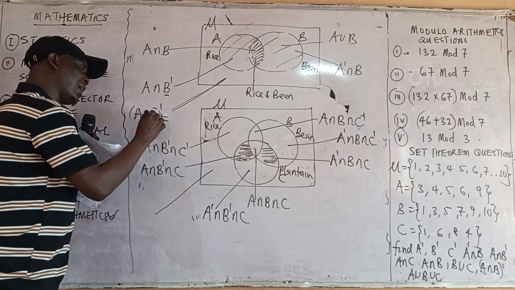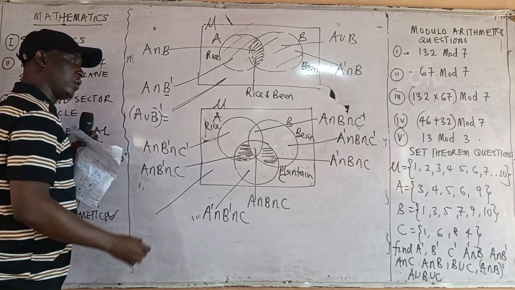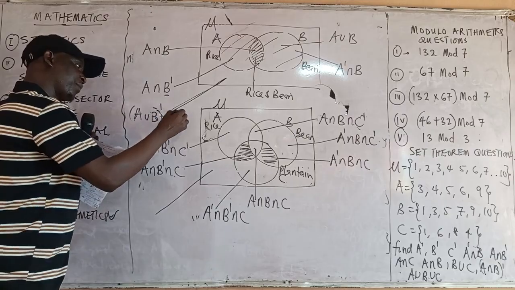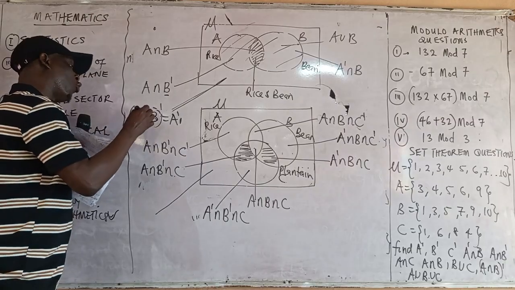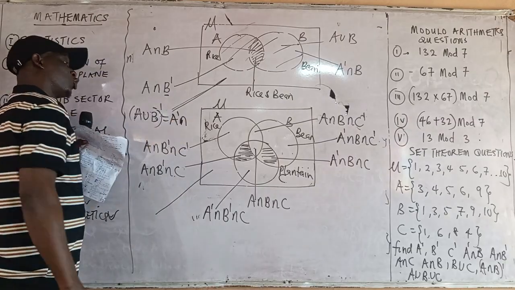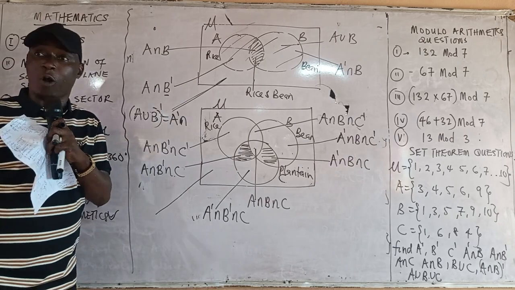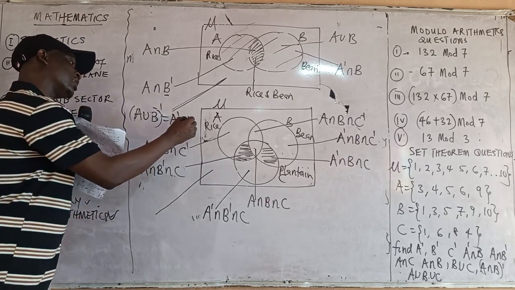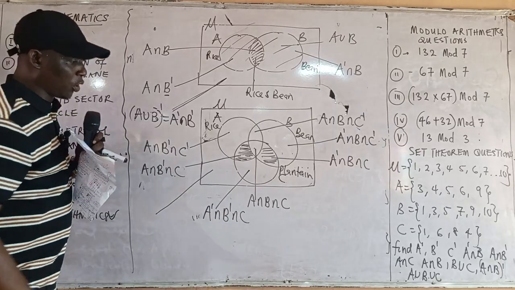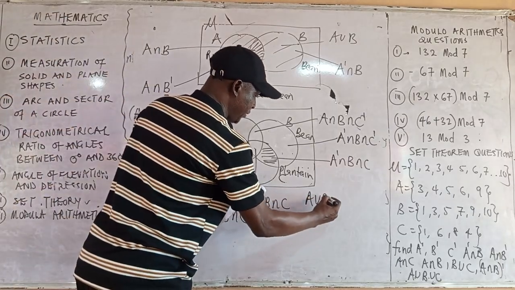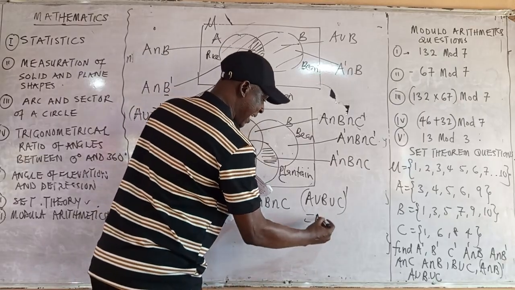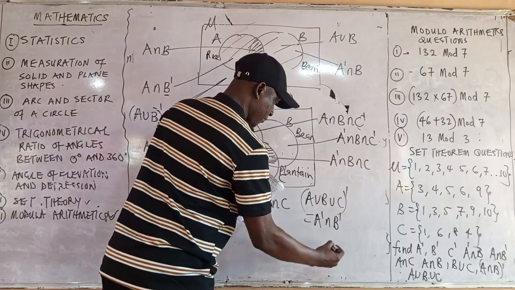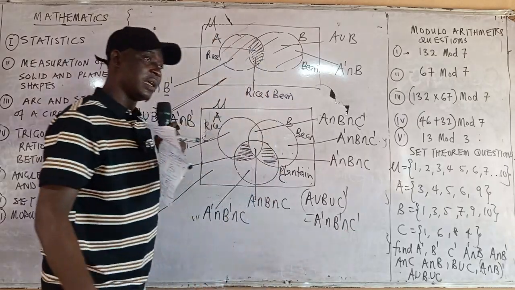Who can write this thing again in another way? How? A prime. This one will not change to what? Intersection. To open up the bracket with the complement, you now have intersection B prime. So if I give you A union B union C all prime, who can tell me another way to write it? A prime intersection what? Excellent.